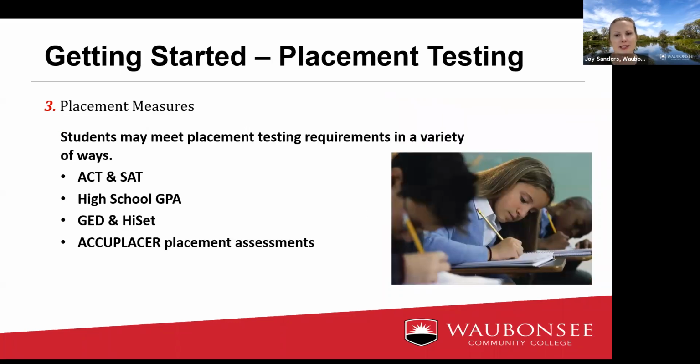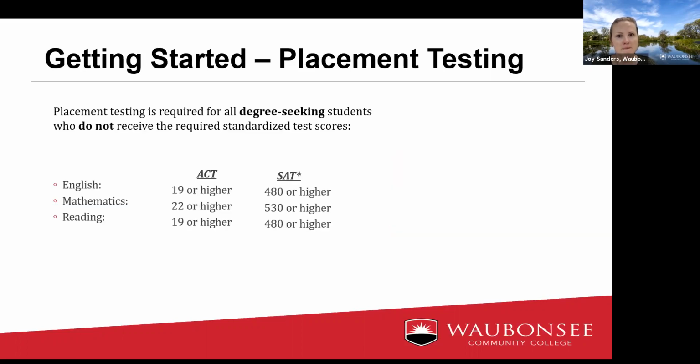So placement testing. If you are a degree-seeking student with us, you will be required to either complete placement testing or provide us with some sort of measure that shows us that you're college ready. And you can do this in a number of different ways. You can submit a qualifying ACT or SAT score. You can potentially use your high school GPA. You can use the GED or the HiSET, or you can take Accuplacer placement testing with us.